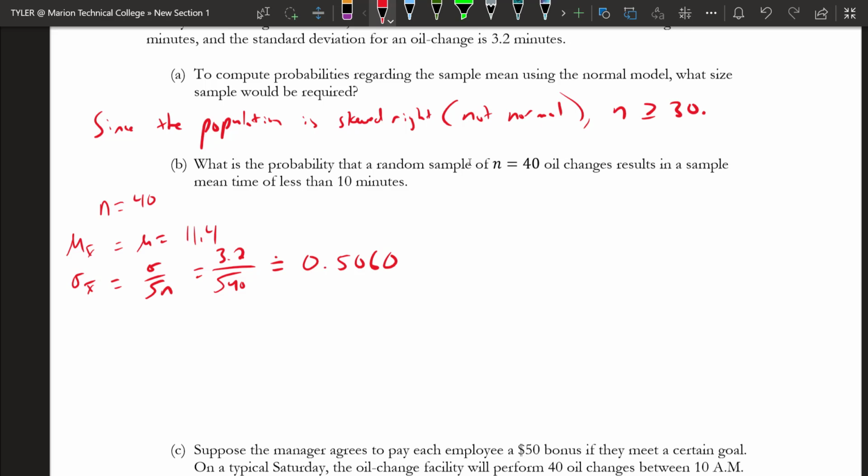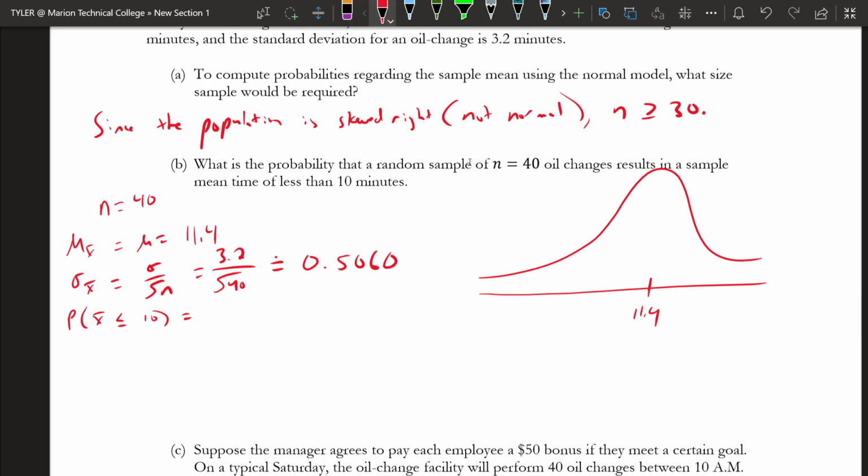So now that we know that, what we're trying to find is the probability that x bar, that I get a sample that has a mean less than or equal to 10. If you want to draw this, in the center is going to be the mean of 11.4, and over here we're trying to find the cutoff of 10. This is x bar, so I'll label that distribution of x bar. So we want to find the probability to the left of x bar less than or equal to 10. So shade to the left.